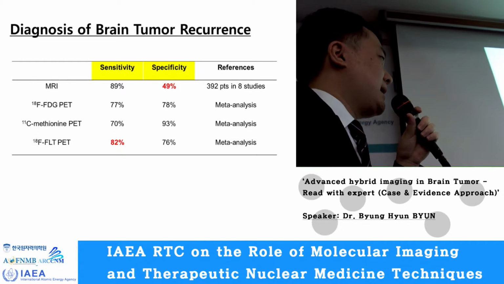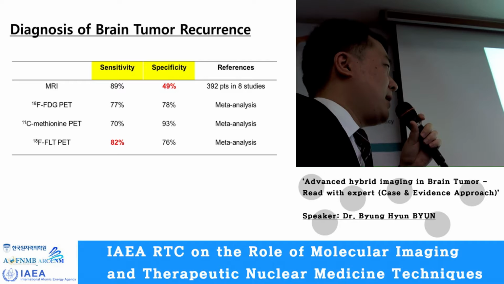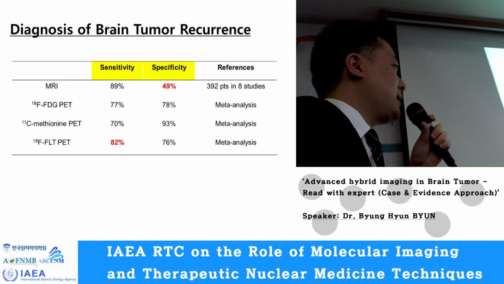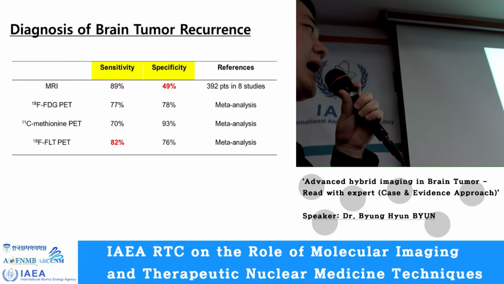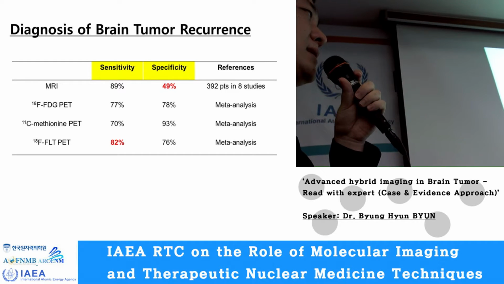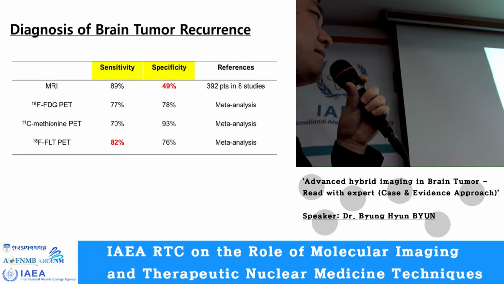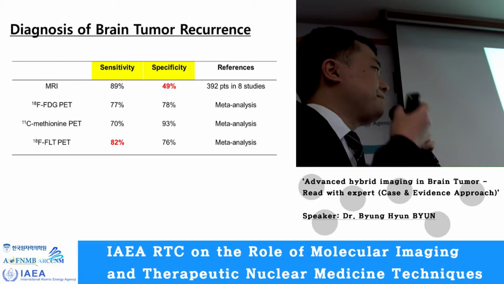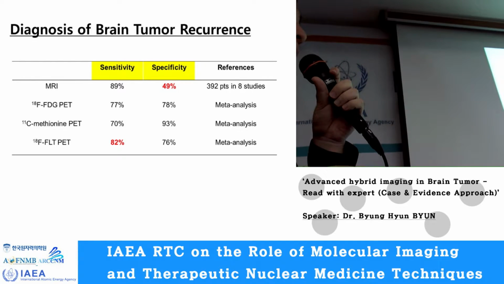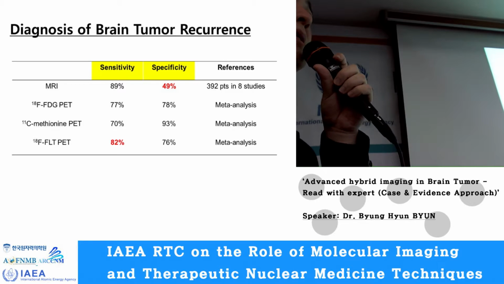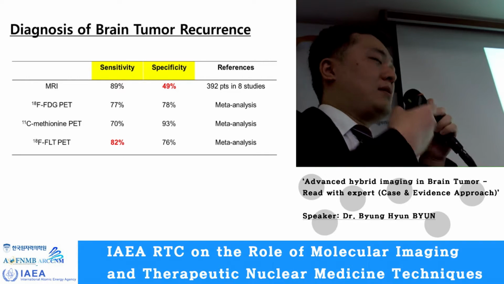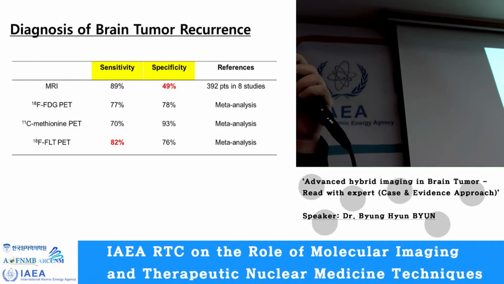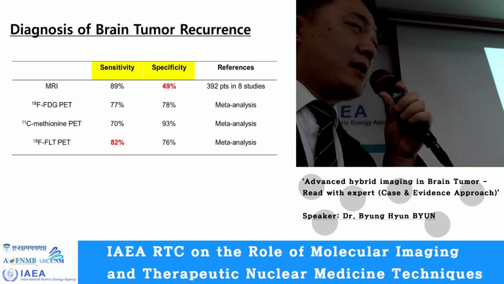Anyway, we can say that MRI shows lower specificity, but higher sensitivity. And PET shows higher specificity than MRI, but somewhat lower sensitivity than MRI. According to this data, we can think that the combined use of MRI and PET is needed to improve the diagnostic accuracy in brain tumors.